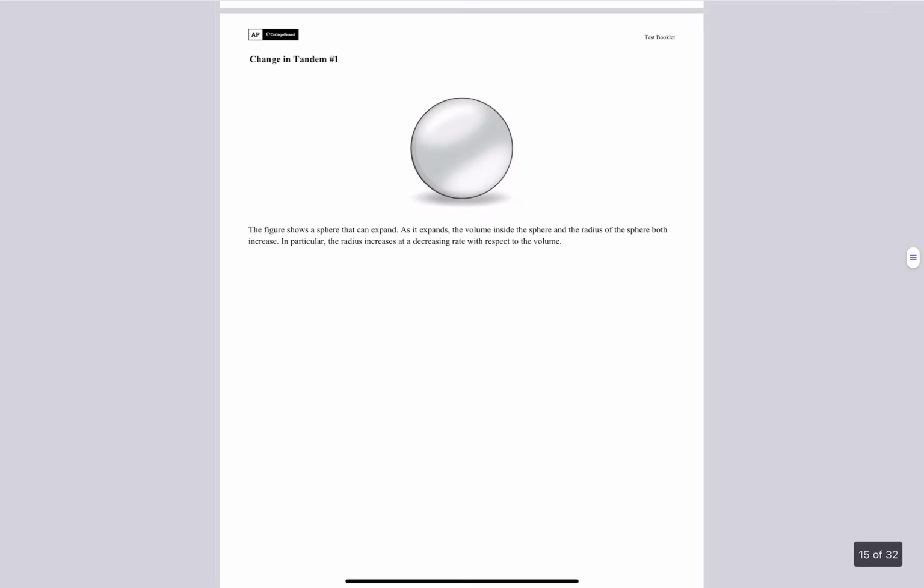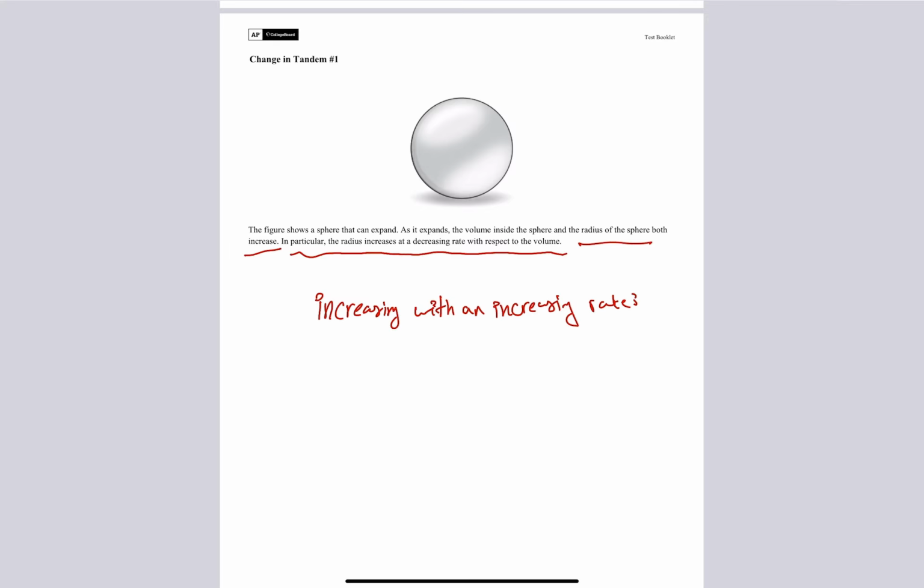Moving on. The figure shows a sphere that can expand. As it expands, the volume inside the sphere and the radius of the sphere both increase. In particular, the radius increases at a decreasing rate with respect to the volume. So, let me write them down for you. Increasing with an increasing rate, this is what it looks like.